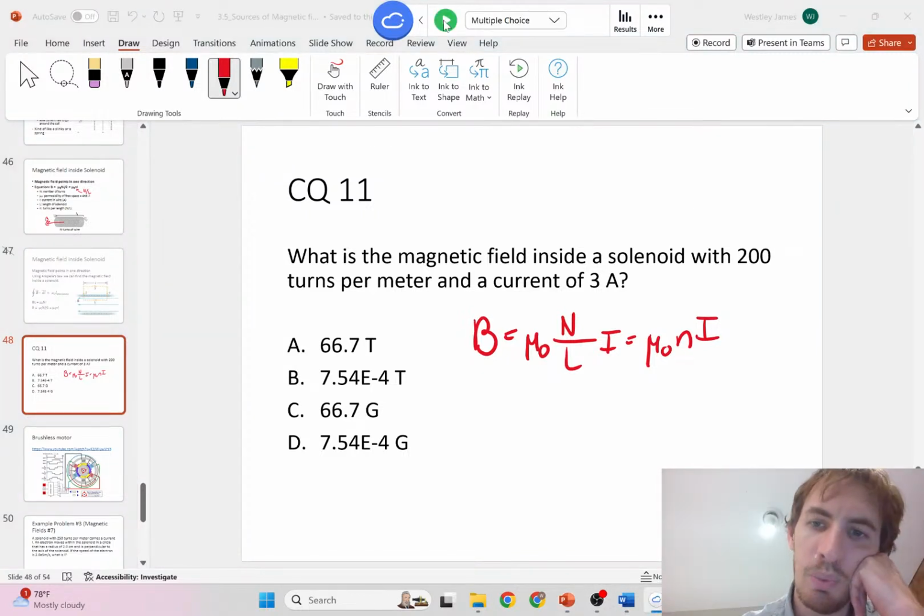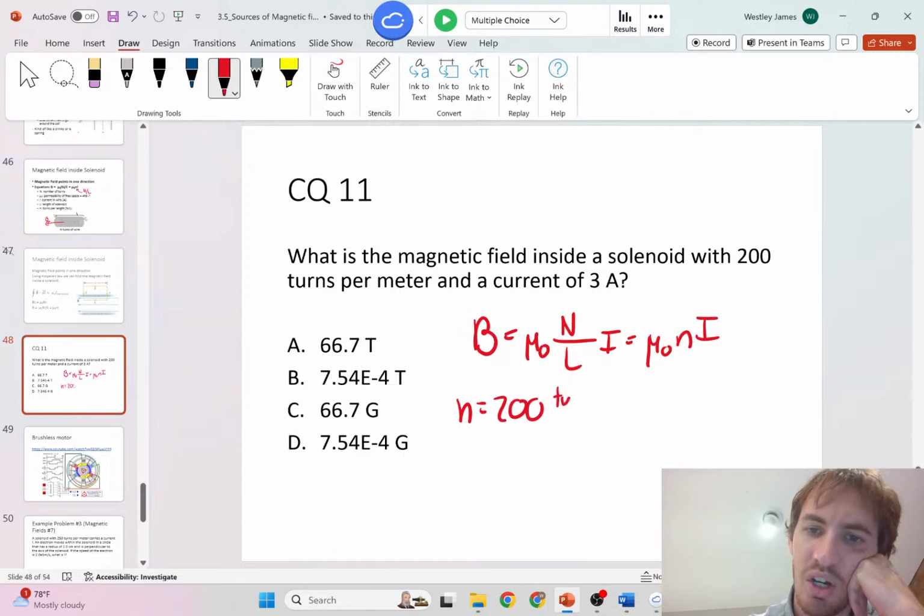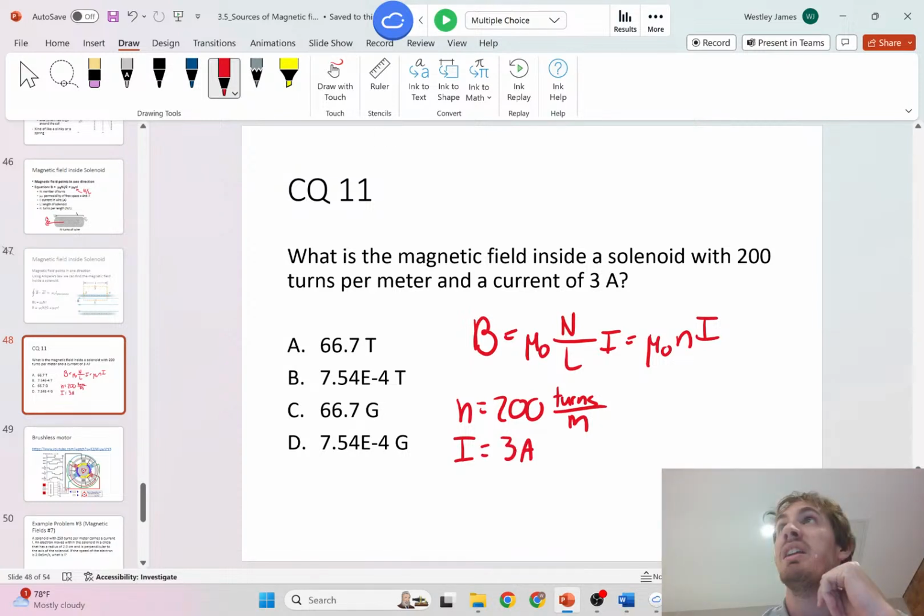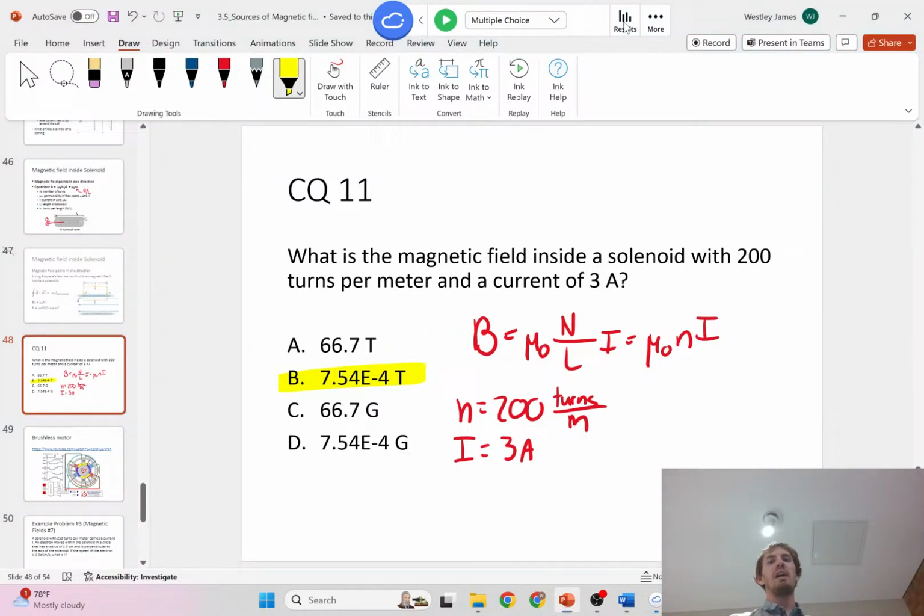All right, so putting all this together, lowercase n is 200 turns per meter. That was really the only challenge here, recognizing that it is lowercase n, not capital N. Capital N is how many turns. L is how long my solenoid is. Lowercase n is turns per length, which is just those two things divided by each other. Bam, it comes out to 7.54 e minus 4 Tesla. Remember, Gauss is technically a unit of magnetic field, but not the unit that gets spit out when we use these equations.